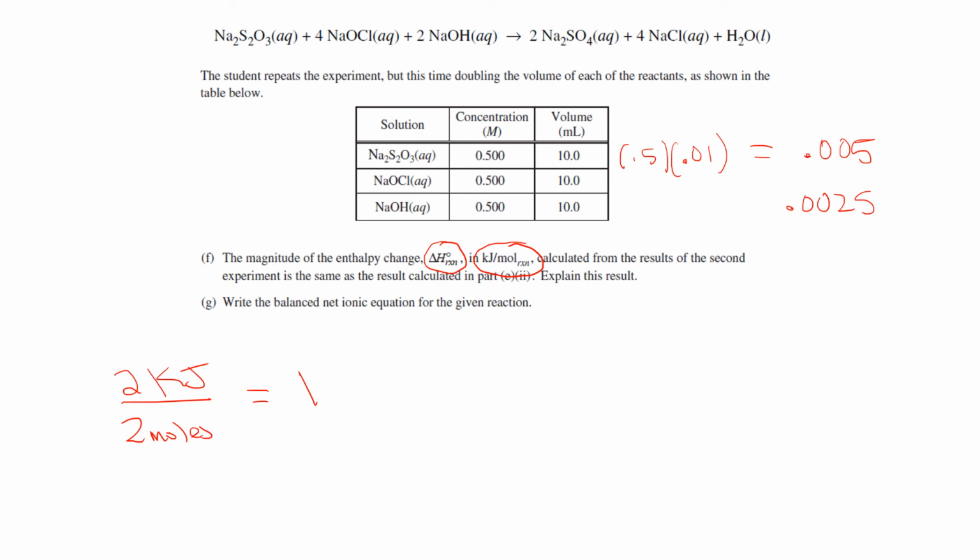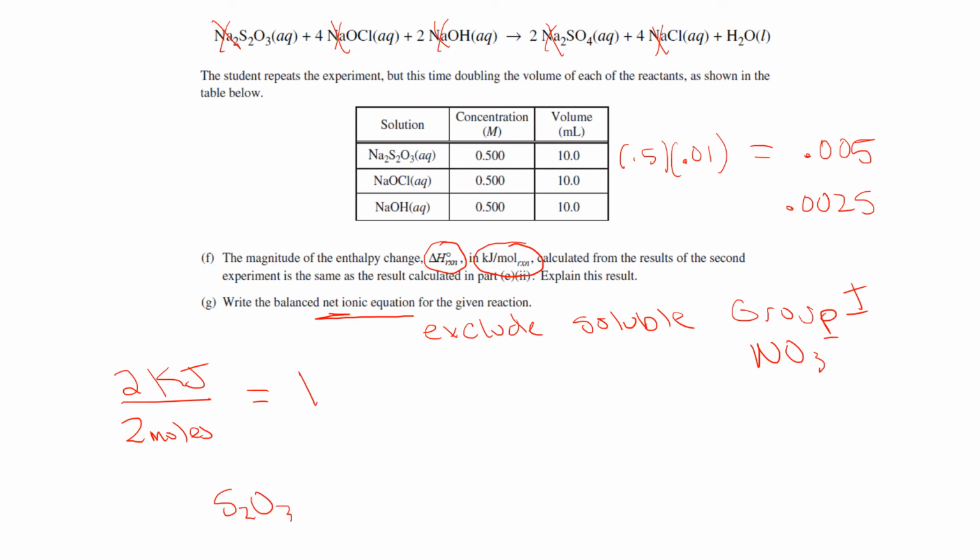Part G, they ask you to write the balanced net ionic equation, which means you're going to exclude your ions that are soluble, always. Those are your group 1 and your nitrates. Okay, so if I come up here, that's a group 1, so I'm going to get rid of that, get rid of that, get rid of that, get rid of that, and that. To figure out the charge, you can go backwards, cross and drop. I need 2 sodium for every one of those, so the charge of my anion would be a -2.